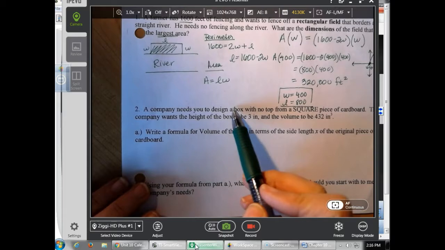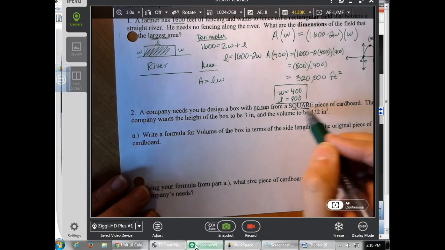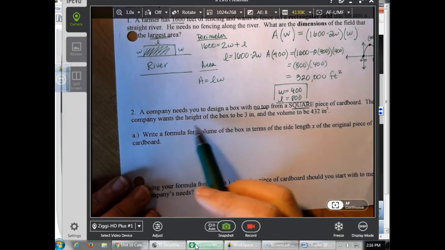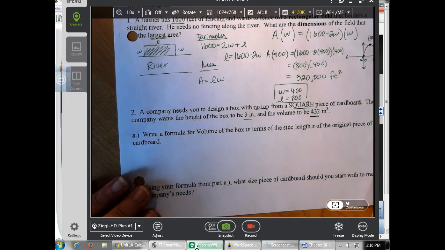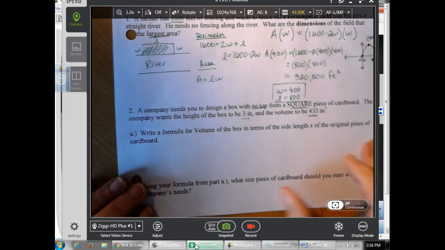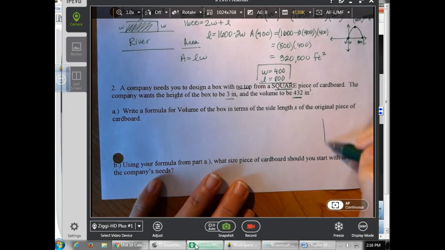So a company needs you to design a box with no top from a square piece of cardboard. The company wants the height of the box to be 3 inches and the volume to be 432 inches cubed. So let's write a formula. Before we do that, let's do a little sketch of what we're talking about.